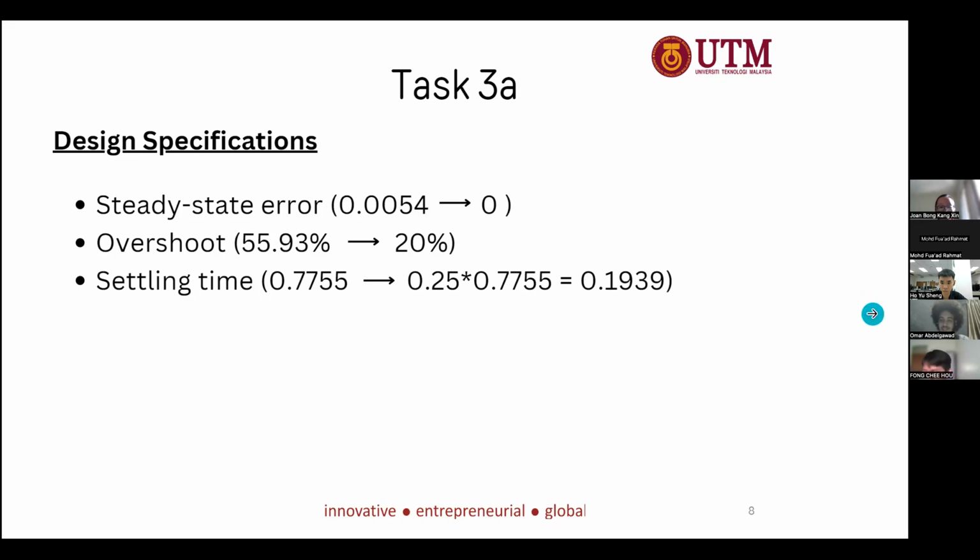Okay, good afternoon, Doctor. So actually part 3A, we have the design specification. Based on the outputs of the response performance from task 2, we established the design specification to improve the system performance. The steady state error will go from 0.054 to 0. The overshoot percentage, we will reduce from 55.93 to 20%. And the settling time from 0.7755 to 0.1939.